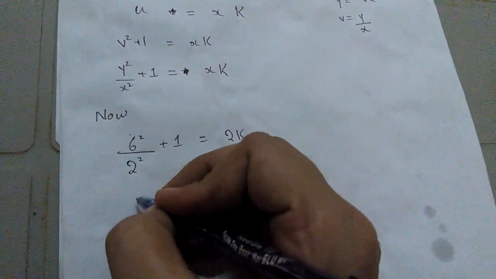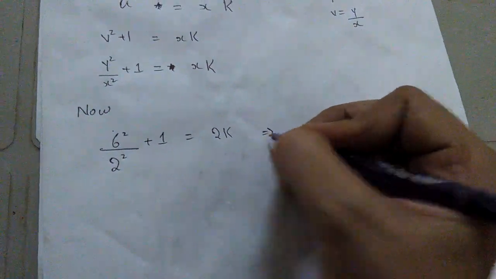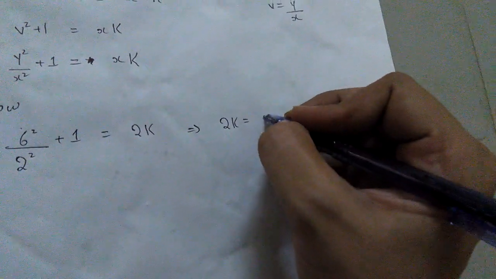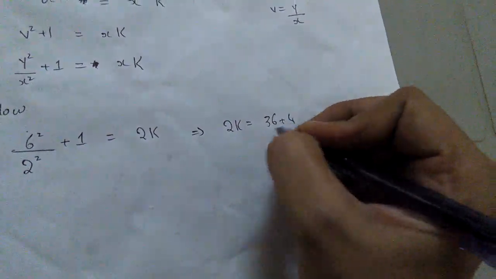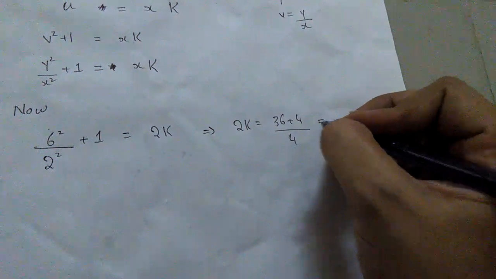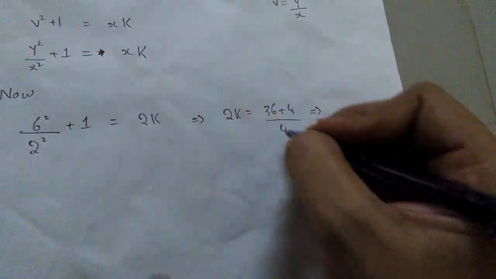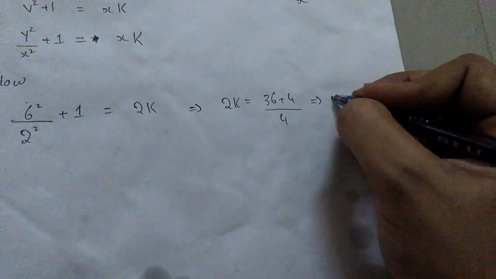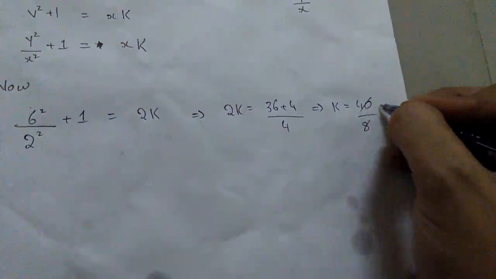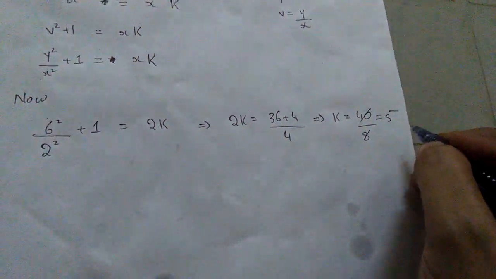Now let us solve this thing out. So 2k is equal to 36, and this is 4. Taking the LCM, we just got this thing, and I'm going to move this 2 over here. It becomes 8. So k is equal to 40 upon 8, and solving gives me 5. The value of k is 5 here.